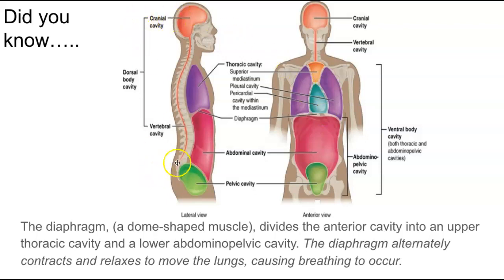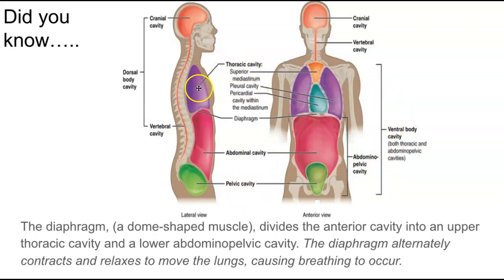So in the dorsal cavity, you have two sections. You have the cranial cavity up here, which houses the brain, and then the vertebral cavity, which houses the spinal column. The thoracic cavity and the abdominopelvic cavity are all in the ventral section.